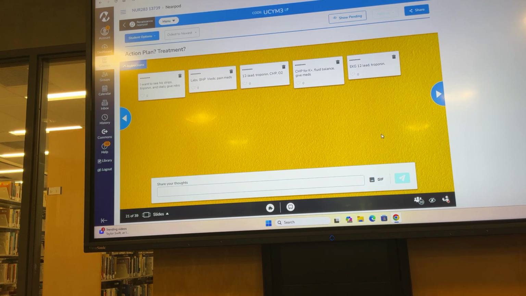Okay, so I like this one. I'm not picking on whoever did this, but I do want to point this out. It says, I want to see his strips. Okay, so you want to see his current rhythm. I think that's great. But again, in this moment, you want a 12 lead. You want the full picture because the lead that you're looking at oftentimes is just one facet of the heart. You want the full picture. So a 12 lead is going to be able to give that to you.